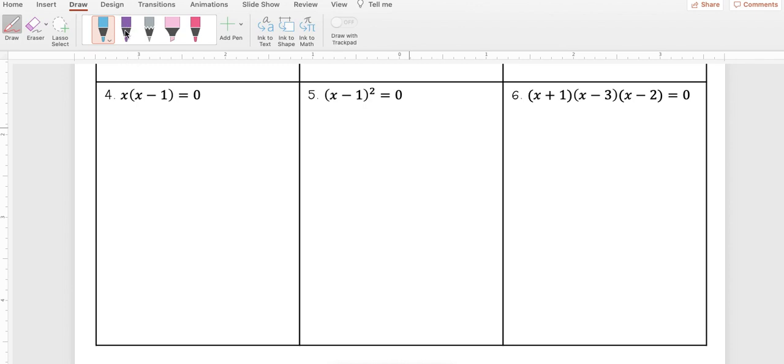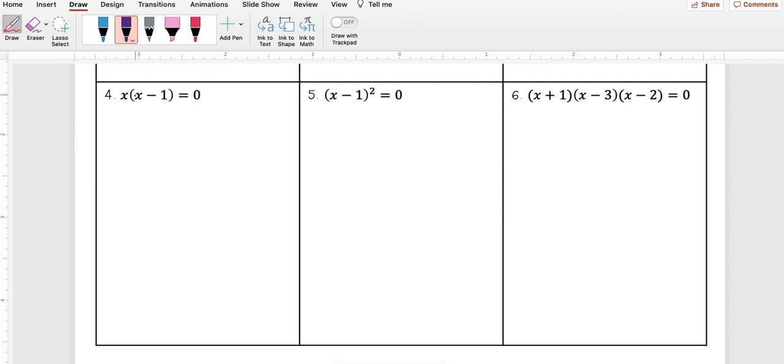So let's look at 3 more examples just to really get this new concept down. So here I have x times (x minus 1) equals 0. For all of these, it's really important that it's equal to 0. If this was equal to like 8, for instance, I couldn't go about this the same way. I can only do this when it's equal to 0.